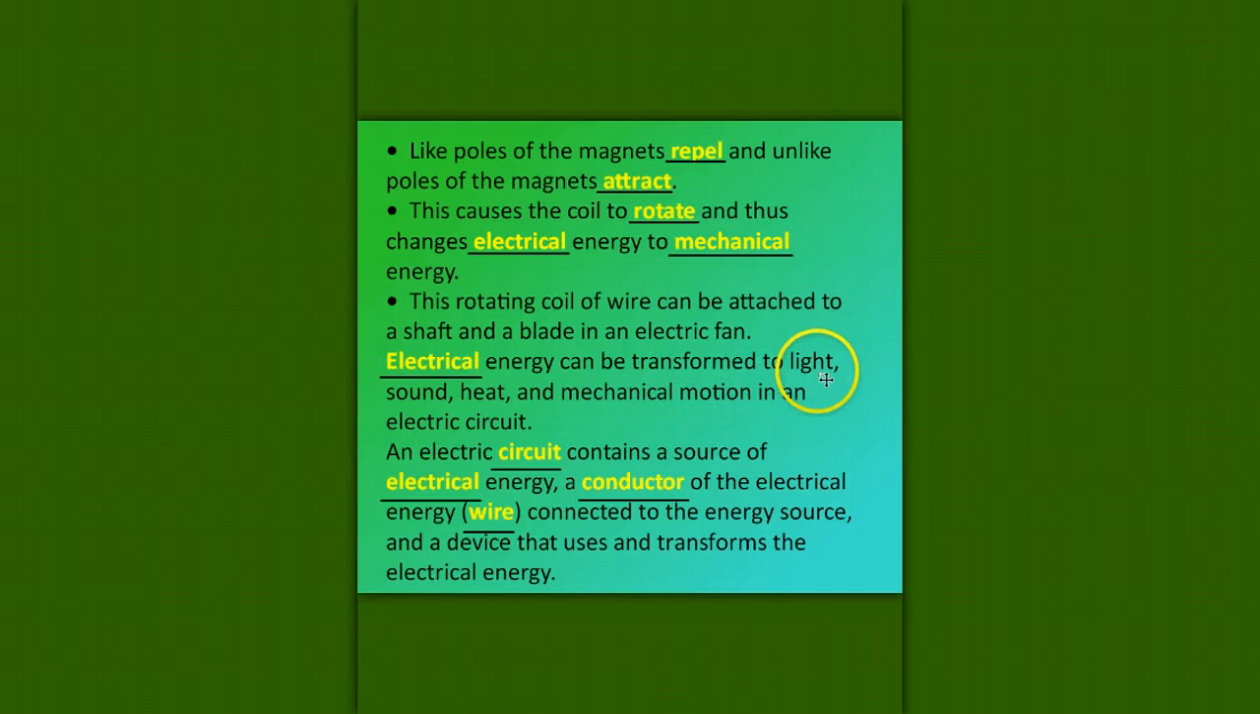Electrical energy can be transformed to light, sound, heat, and mechanical motion in an electric circuit. An electric circuit contains a source of electrical energy. A conductor of the electrical energy is the wire. And I'm going to tell you right now, write the word really big, copper. Copper is your friend. Copper wire is your friend. It is how all of the good connections happen. Whenever you're doing anything with electricity, you want to use a copper wire. It's the best conductor of electricity that we have.